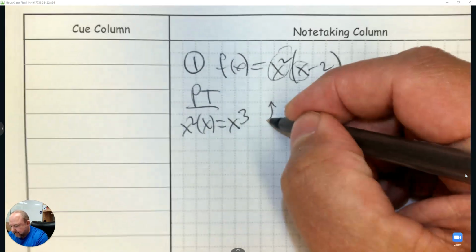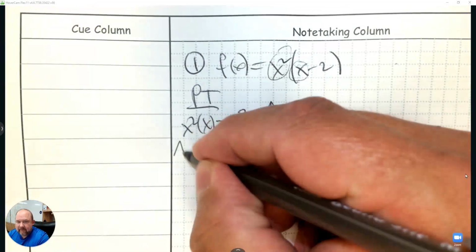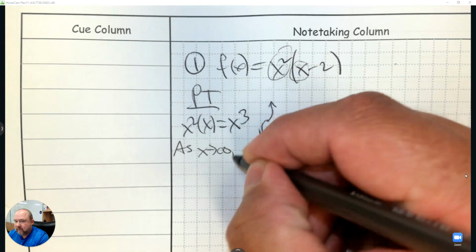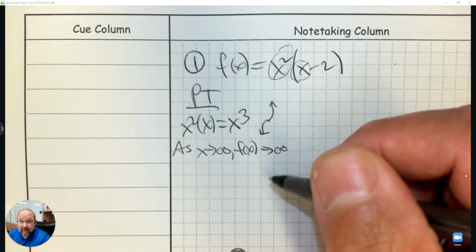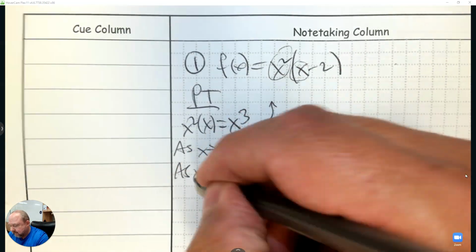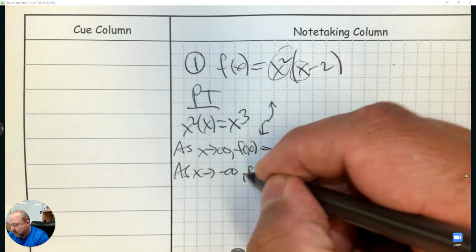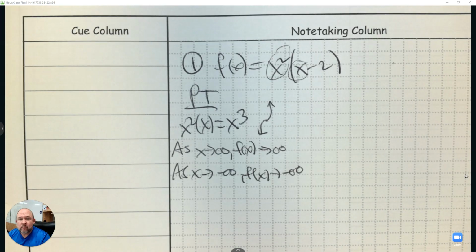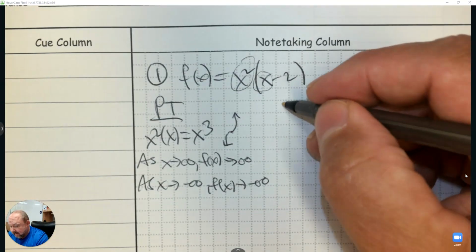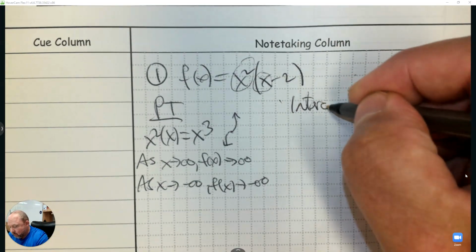That means it's going up to the right, down to the left, and we need to practice this notation. So as x approaches infinity, the function's going to infinity. As x goes to negative infinity, the function goes to negative infinity. So the right end goes up, the left end goes down. Next, I'm going to look at intercepts.